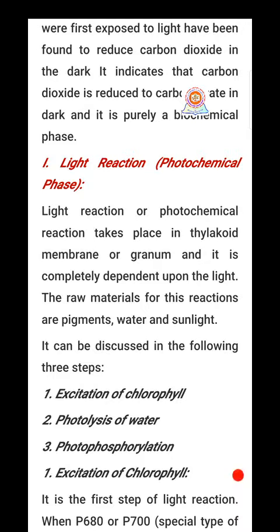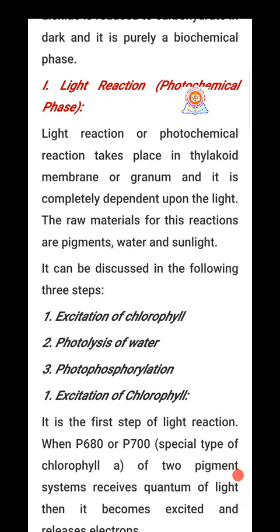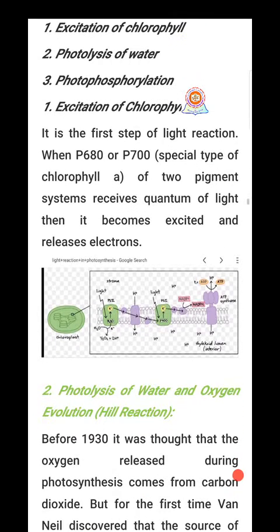That photochemical reaction can be summarized in three steps. First, excitation of the chlorophyll molecule. Then photolysis of water is carried out. And after the photolysis of water, photophosphorylation is carried out. Let's see one by one. First, excitation of the chlorophyll molecule is the first step in the light reaction.